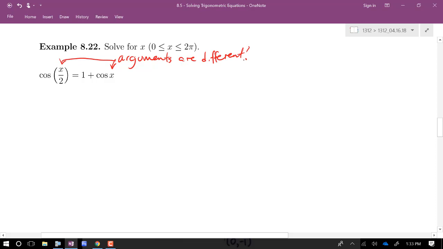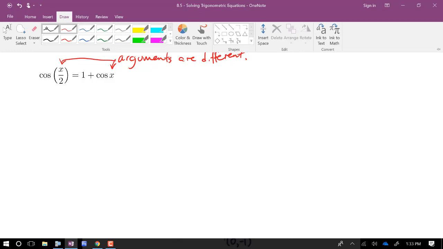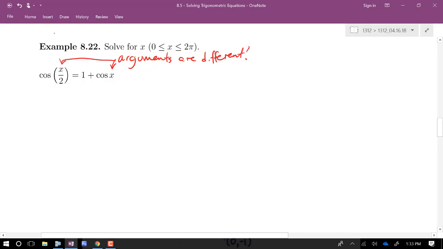If I got 2 different functions, I got to fix that somehow, so I can make an equation about just one function. But also if the arguments inside are different, I got to fix that too. So we have some identities to help us out with this. In fact, we have the half angle identity for cosine that will allow us to write this in terms of something that just involves the cosine x.